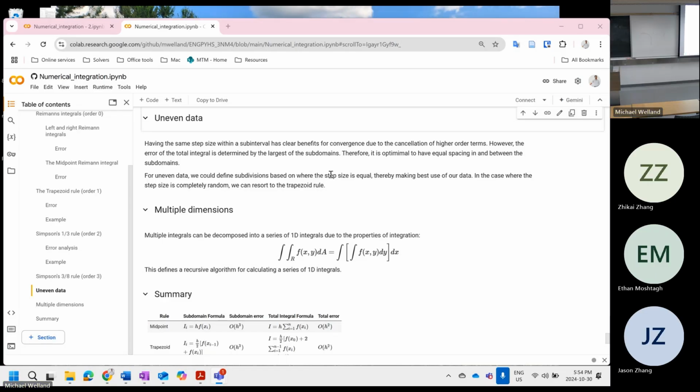All right. Cool. So uneven data. Switching gears, numerical integration. Having the same step size both within the subinterval and between intervals is your best way to do it because of that error canceling phenomenon where you can cancel out all those higher order terms. If you can't do that, then the overall error on your integral is determined by the largest of the subintervals, which is a bit problematic, to be honest.